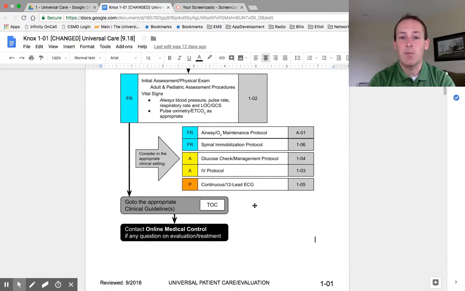And ultimately, at the bottom, if there's a question on a direction that you should take with a patient on a specific guideline, always contact your online medical control, and that may be contacting myself or another director in the agency. That may be a physician at a designated facility or at the destination facility. But if there's any question, please feel free to contact us.